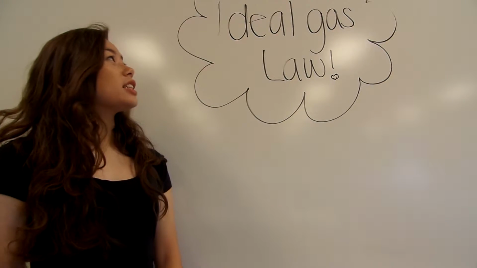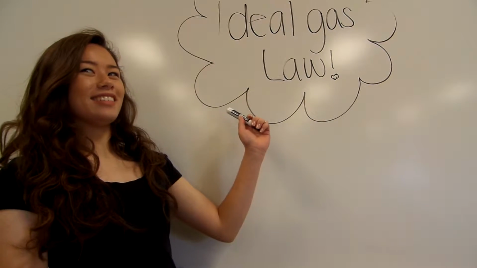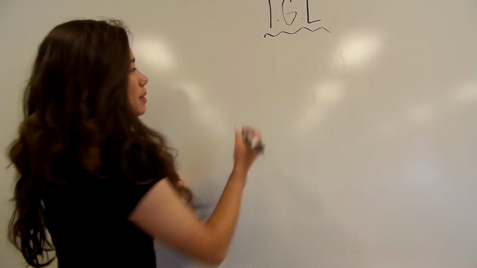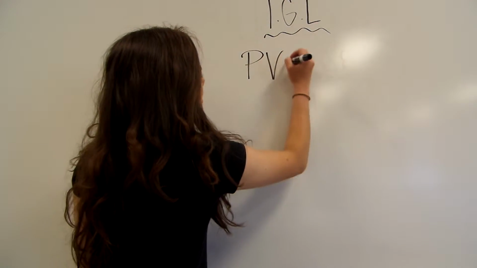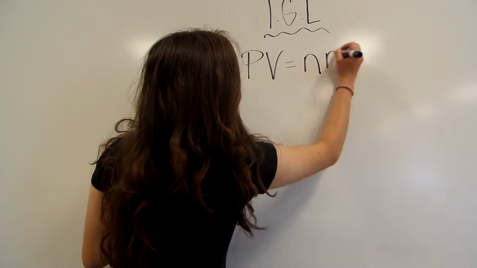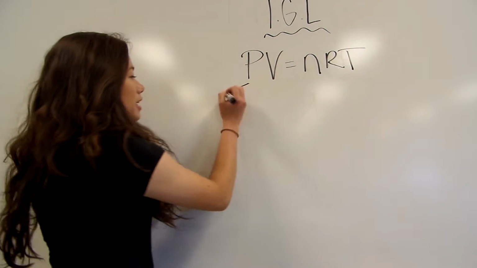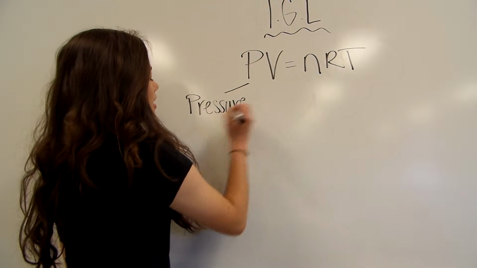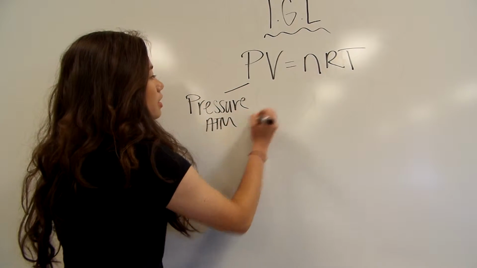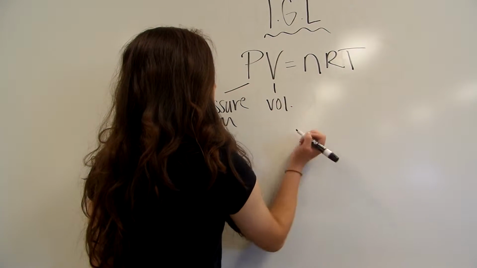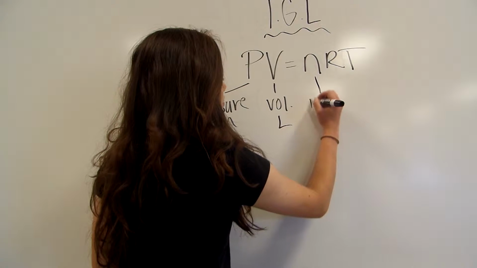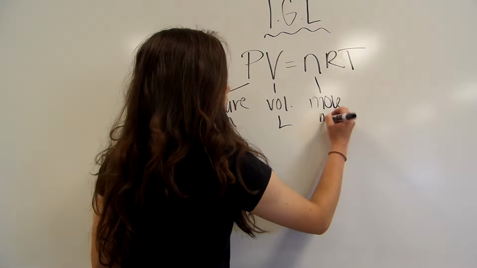Today we will be learning about the ideal gas law. The ideal gas law is made up of the equation PV equals nRT. P is pressure, and we're going to measure that in ATM. V is volume, and we measure that in liters. N is moles, we measure that in mole.